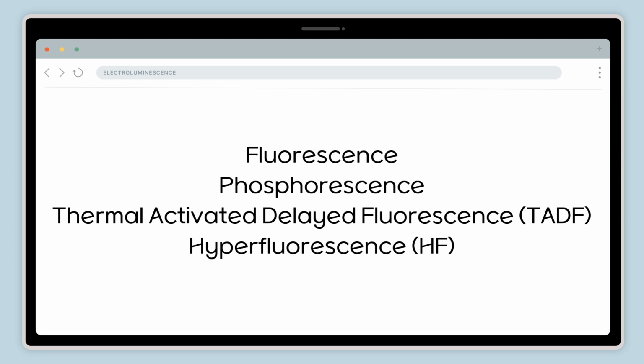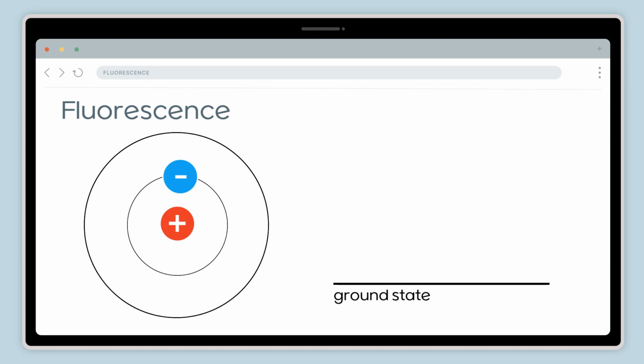Here, we will study 4 processes: fluorescence, phosphorescence, thermally activated delayed fluorescence, hyperfluorescence. First, fluorescence is the typical method of electroluminescence.